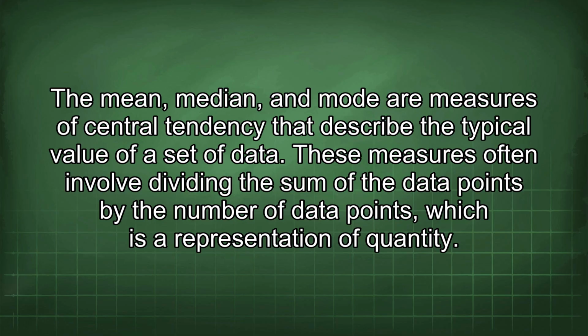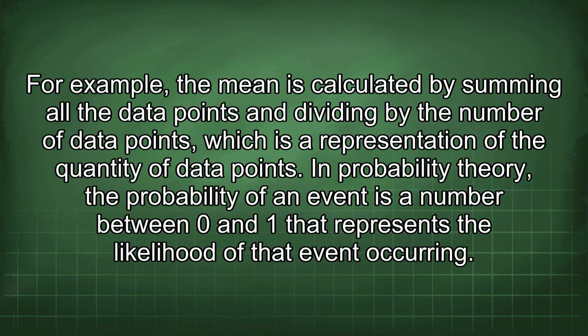The mean, median, and mode are measures of central tendency that describe the typical value of a set of data. These measures often involve dividing the sum of the data points by the number of data points, which is a representation of quantity. For example, the mean is calculated by summing all the data points and dividing by the number of data points, which is a representation of the quantity of data points.